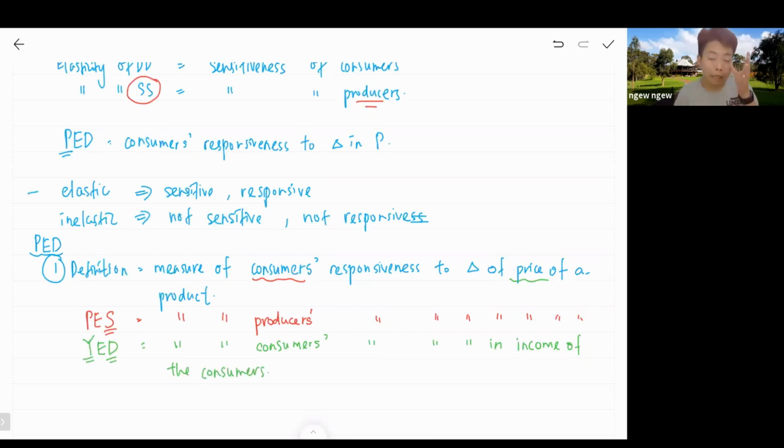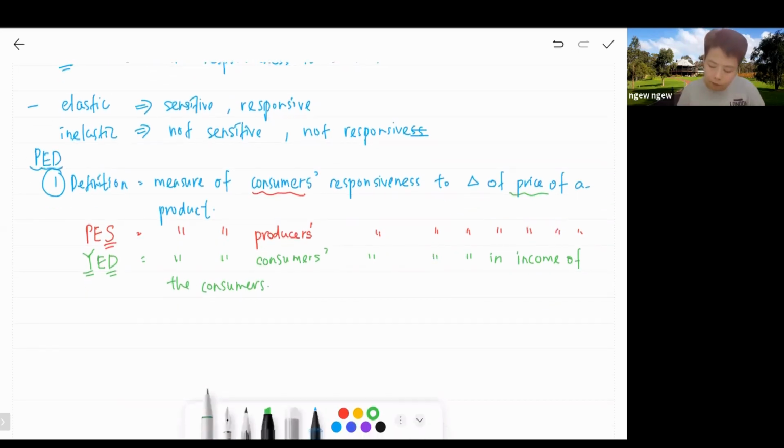So this is basically how we play with the definition. Then we will come back to this later when I am going to summarize all the elasticity concepts in one spreadsheet. So we are going to do it again, okay? Now moving on, step 2, we always need to look into the formula.